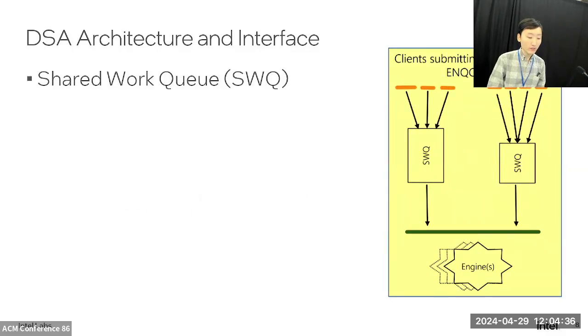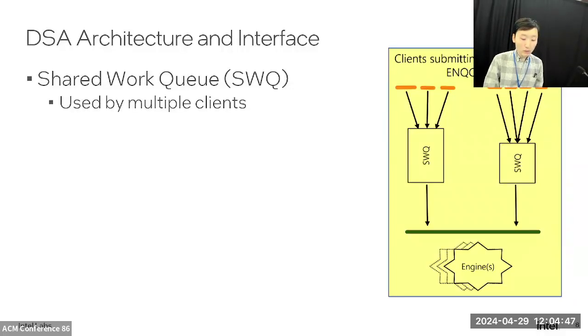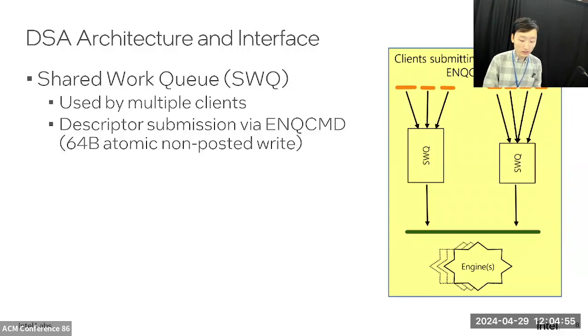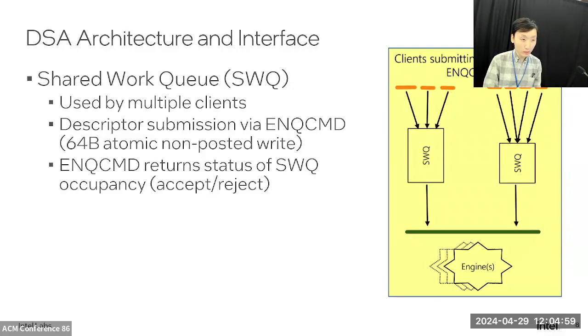On the other hand, we have the SWQ, or say shared WQ. Different from the DWQ, the SWQ is intended to be used by many clients. The software can use the new enqueue command to write descriptors without explicitly managing the inter-client contention. The enqueue command instruction returns a status of whether the descriptor is accepted by the SWQ hardware or not.